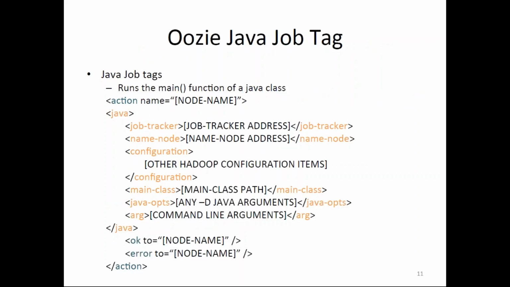Now the Java job tag. So this is an example for a Java action. As you can see, within the Java tags, you have this information. You can also give job tracker, name node, and all other Java related parameters. If you are giving a class path and all the arguments for execution, you can give all those things. If it is successful, it goes to the OK node. If it has issues, it goes to the error node.